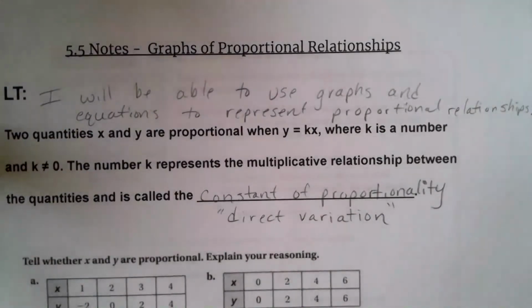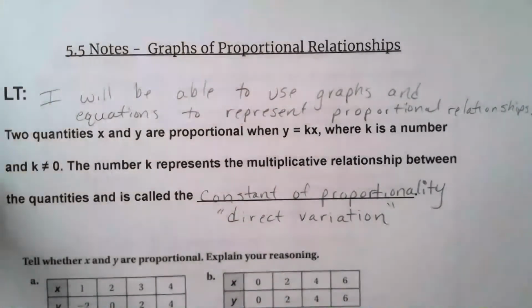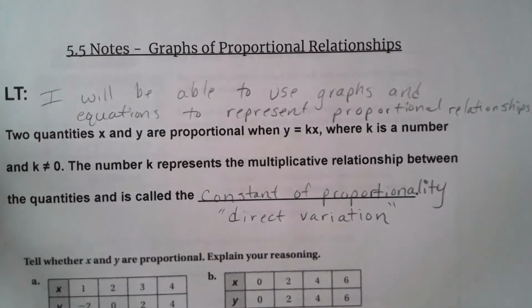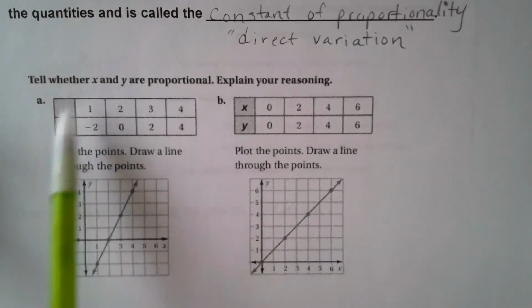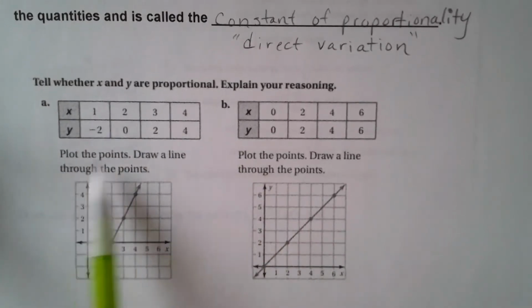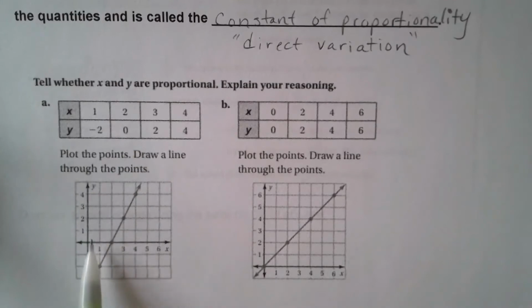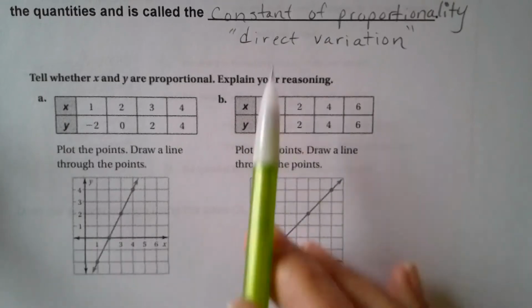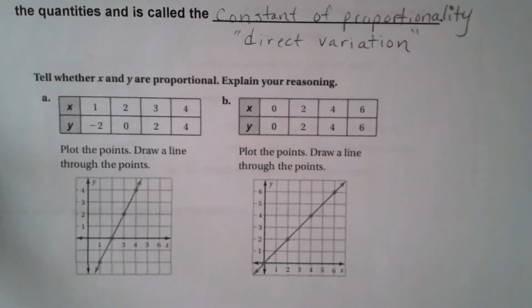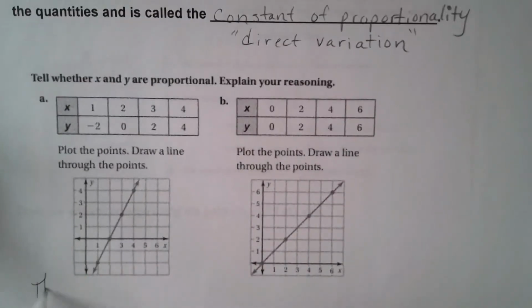Okay, so how do we do this if we're looking at a graph? This is given. This is the table for part A. We're just looking at part A. So you would plot the points, see the x and the y. So (1, -2) was plotted, (2, 0) was plotted, (3, 2), (4, 4). Okay, so we see all these points make a line. That's nice. But if they do not go through (0, 0), we can say that there's not a constant of proportionality.